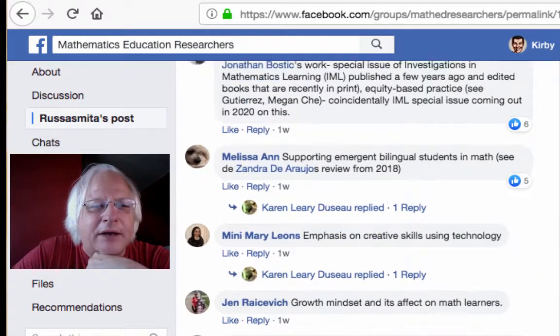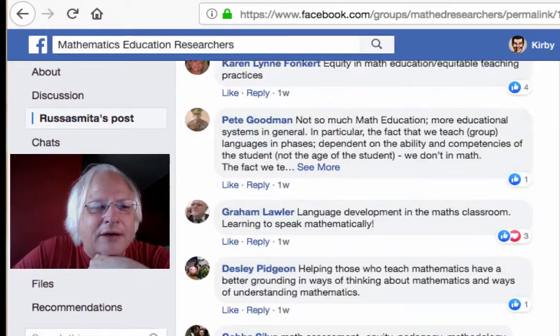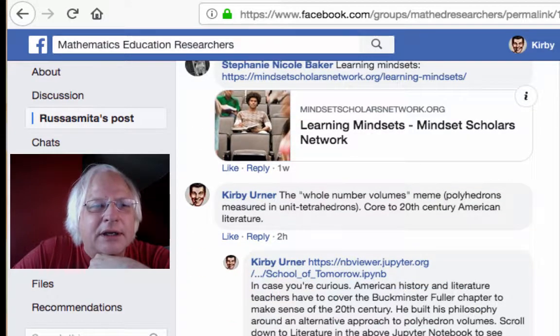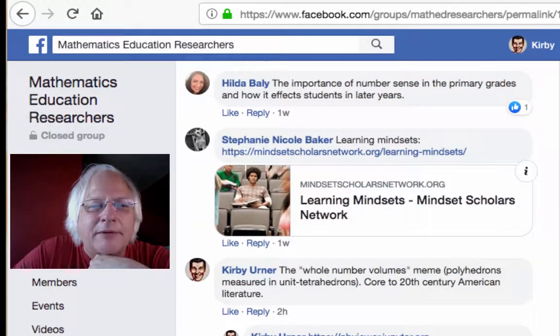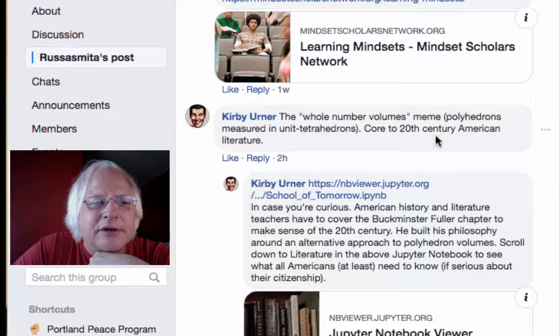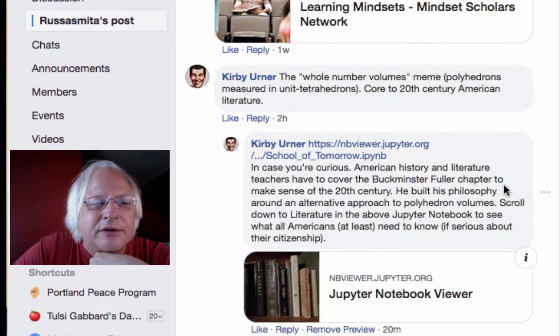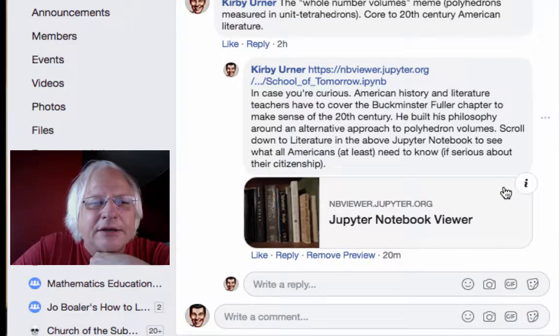So I end up down at the bottom here. There's a lot of replies. And I'm like, the whole number volumes meme. Polyhedrons measured in unit tetrahedrons, core to 20th century literature, American literature. In case you're curious, American history and literature teachers have to cover the Buckminster Fuller chapter to make sense of the 20th century. He built his philosophy around an alternative approach to polyhedron volumes. Scroll down in literature above in the Jupyter notebook to see what all Americans, at least, need to know if serious about their citizenship.